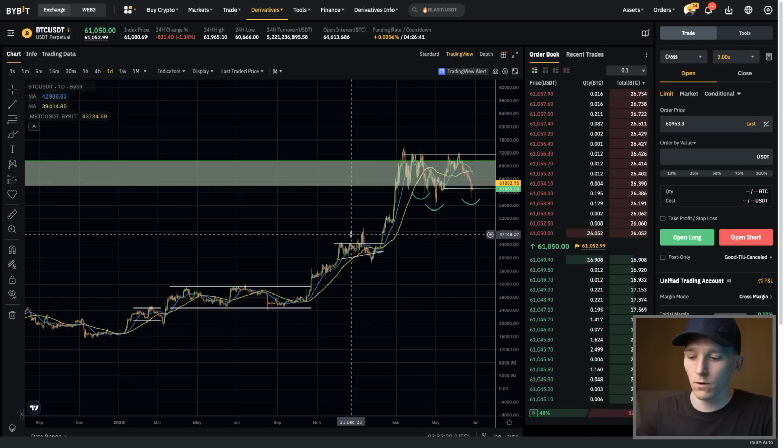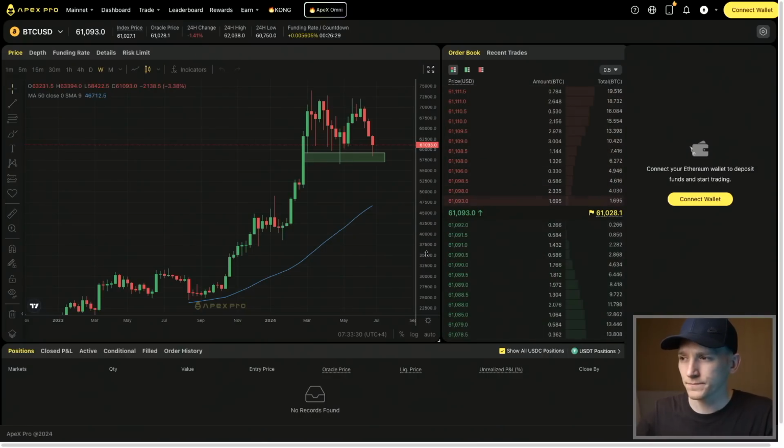Now, I've used Bybit a long time and Binance and a couple of others. The top exchanges, there's no need to go anywhere else. So Coinbase, Kraken, Bybit, Binance, OKX, really the top ones. So I'll show you using Apex as well. Apex is Bybit's decentralized crypto futures platform.